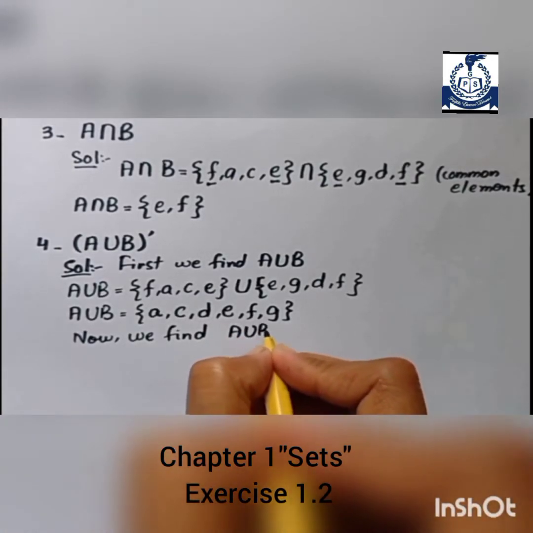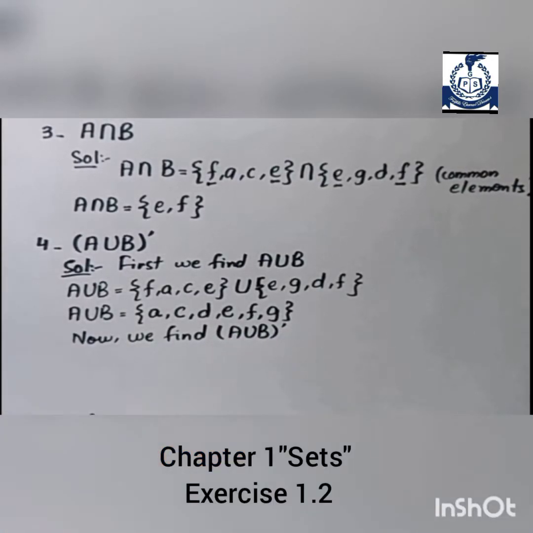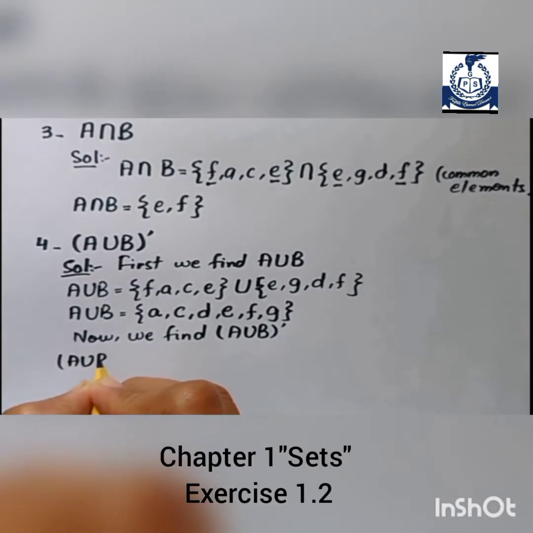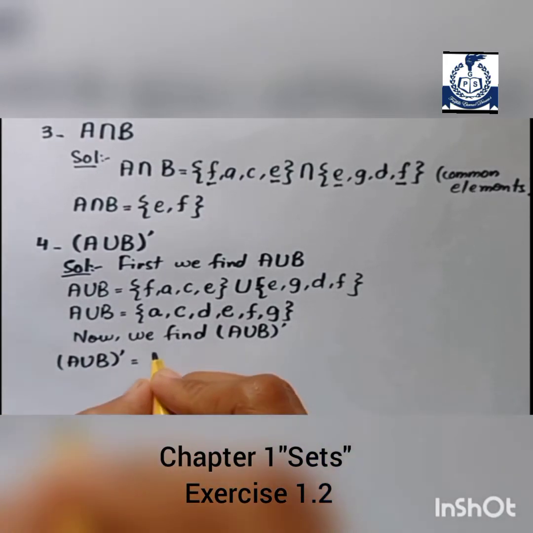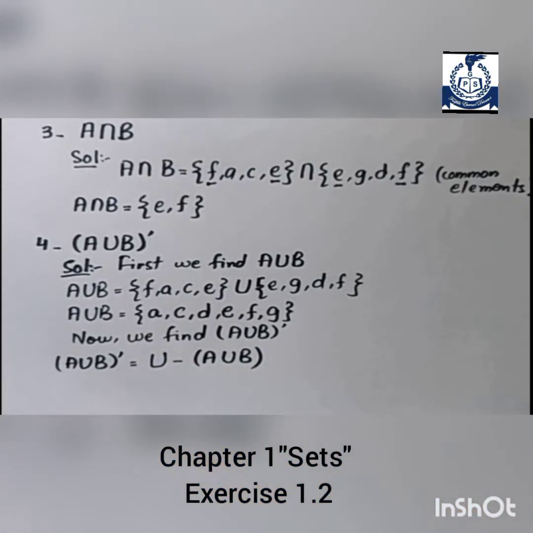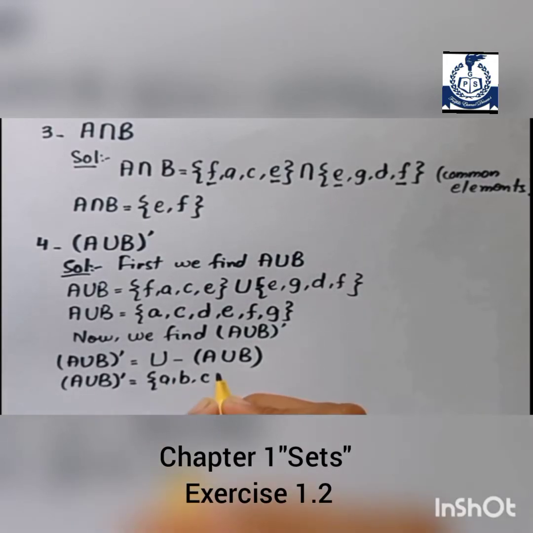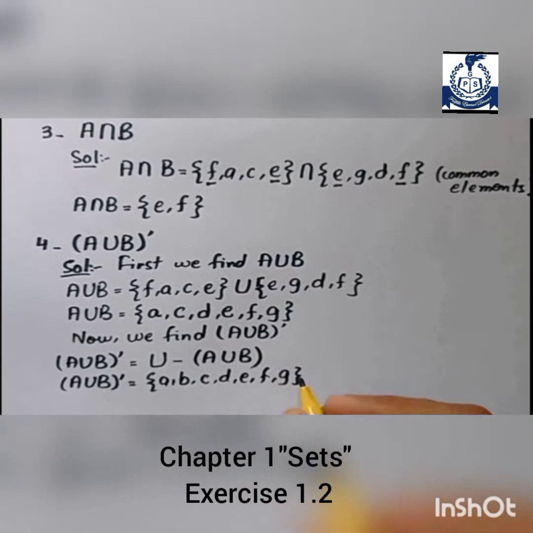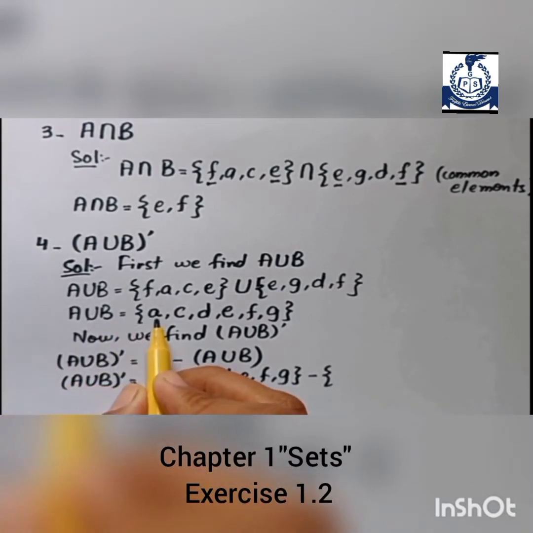So now we find A union B whole complement. So A union B whole complement is equal to same formula, universal set minus A union B. Already A union B we have found out. So in place of universal set we write the elements of universal set. A union B whole complement is equal to universal set. So A, B, C, D, E, F, G minus, in place of A union B, the elements of A union B.